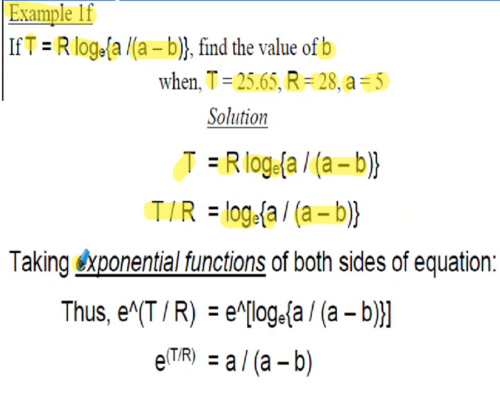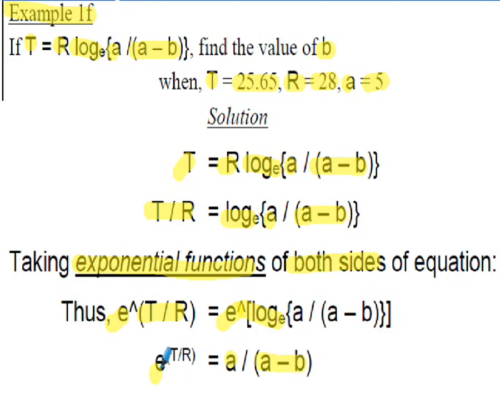So what I do now is take exponential functions of both sides of the equation. On the left hand side I get e to the power of t divided by r, and on the right hand side I get the exponential function and the log function, which cancel each other out, because they're inverse operations. So I simply get left with, on the right hand side, a divided by, in brackets, a minus b.